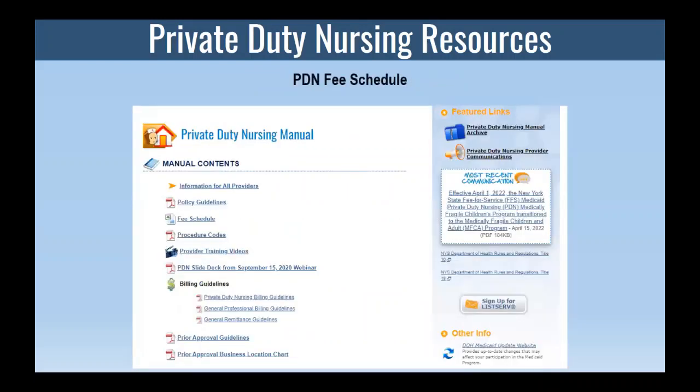The Fee Schedule section of the Provider Manual contains the fees that are associated with each of the procedure codes for private duty nursing services. The Procedure Codes section contains additional information regarding the procedure codes for private duty nursing services. The Billing Guidelines section contains important information regarding private duty nursing billing guidelines, general professional billing guidelines, and general remittance guidelines. The Prior Approval Guidelines section contains field-by-field instructions for completion of a prior approval request form.